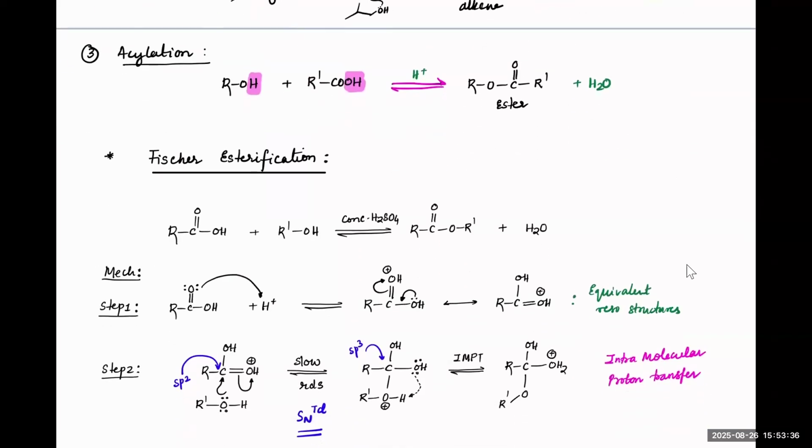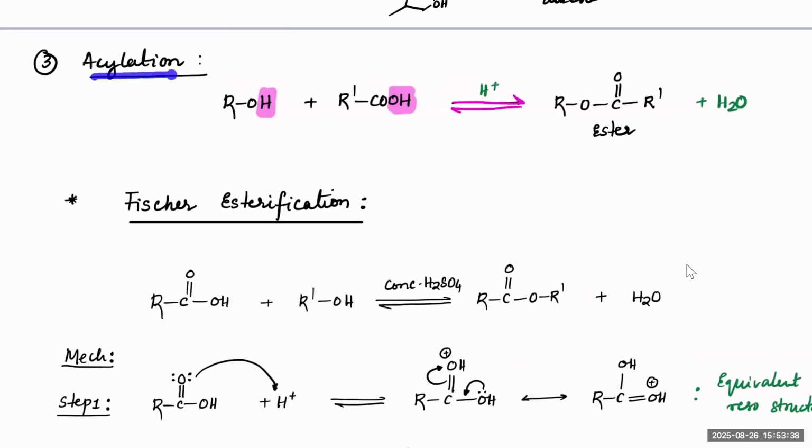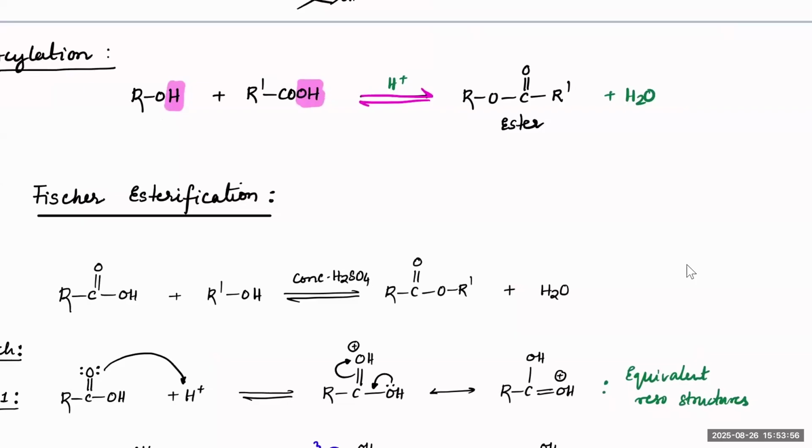Okay. Next. What is acylation? Acylation means on the alcohol part, you are substituting C double bond O. That is called acylation. Any acyl means a C double bond O group. So you are making an acyl get substituted. This substitution reaction, if you are doing it with acids, is called esterification.